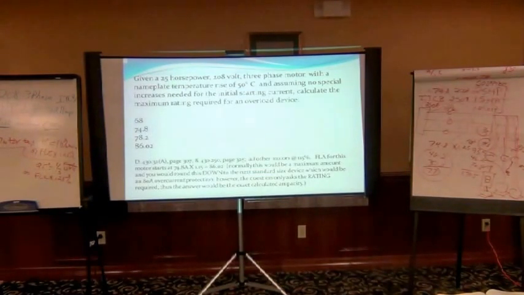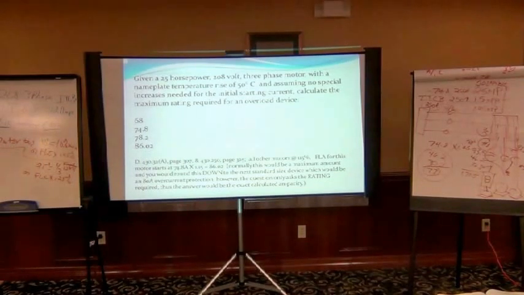All right, a 25 horsepower, 2A volt, 3-phase motor. The nameplate temperature rise is 50 degrees Celsius, assuming no special increases are needed for the initial starting current. Calculate the maximum rating required for an overload device. Now, this is a heater question, right? Talking about overload, not overcurrent. Your overload has two tables, the first one, 32A, the second one, 32C. Knowing which one to pick, it tells you assuming no special increases are needed for the initial starting current, so that's your clue, your standard size is what we're looking for. Even though it says maximum, what they're talking about is the maximum under the standard setting.